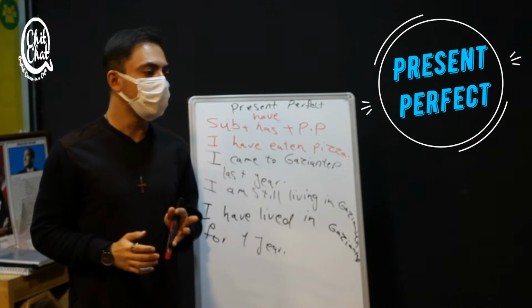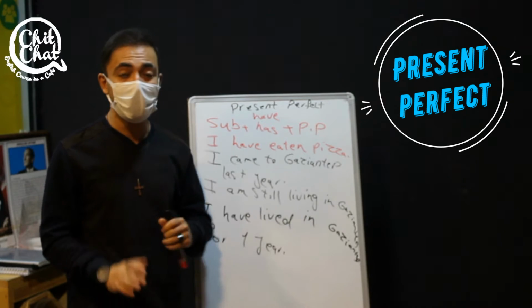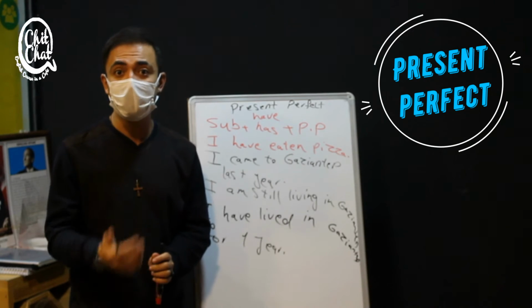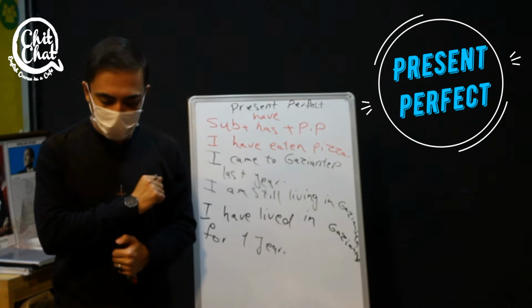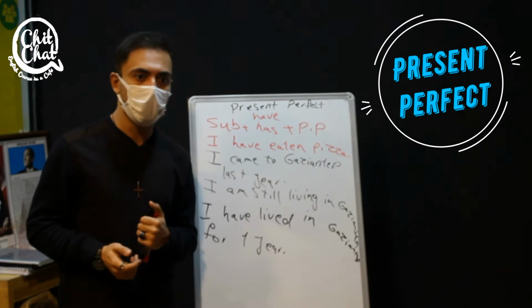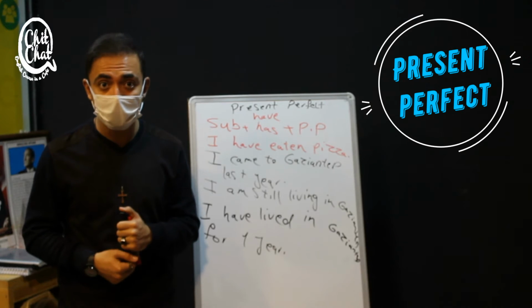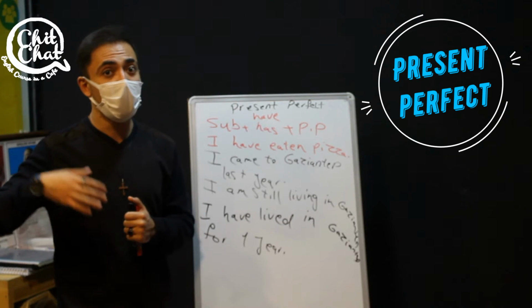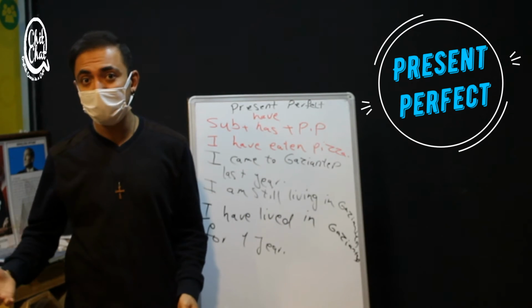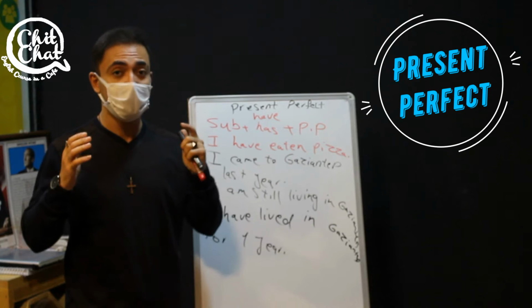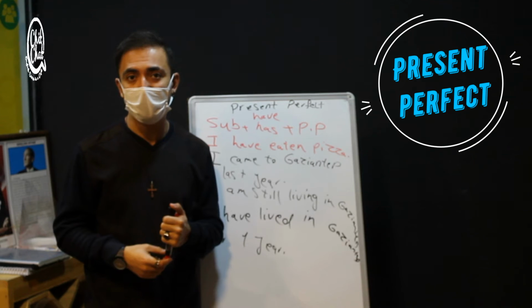The next usage is about experience in your life. When you want to ask a general question about someone's experience, you should use present perfect. What do I mean? For example, imagine that you see your new friend or your new teacher and you want to ask him or her a question about his or her life experience. You can say, have you ever been to another country? Have you ever tried this food? Have you ever done this? These are general questions that you can ask with present perfect because they are about someone's experience.